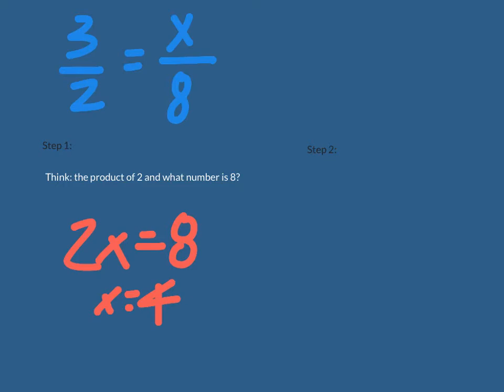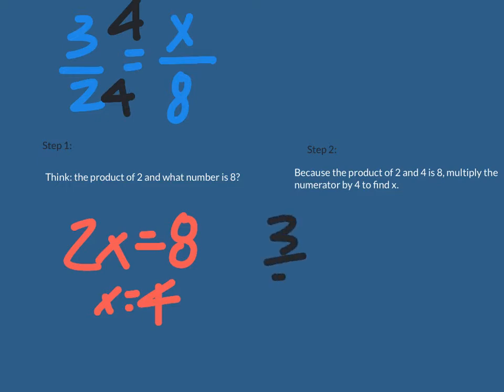Step 2: because the product of 2 and 4 is 8, multiply the numerator by 4 to find x. So we multiply 3 times 4 to get x, which is now 3 over 2 is equal to 12 over 8. We used mental math because we thought, the product of 2 and what number is 8? We knew it was 4, and then we multiplied the top by 4, which is 12 over 8. And that is our answer. x equals 12. Great job.